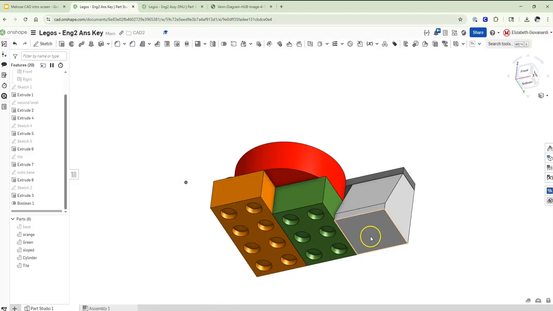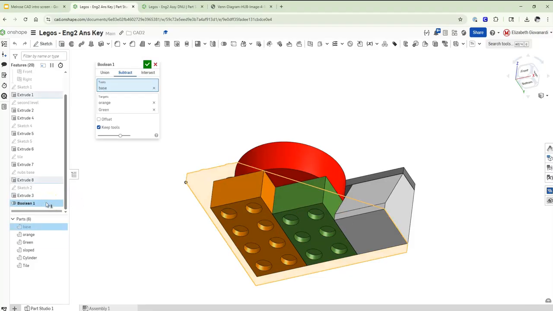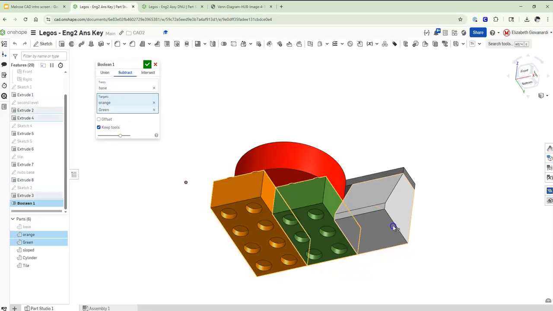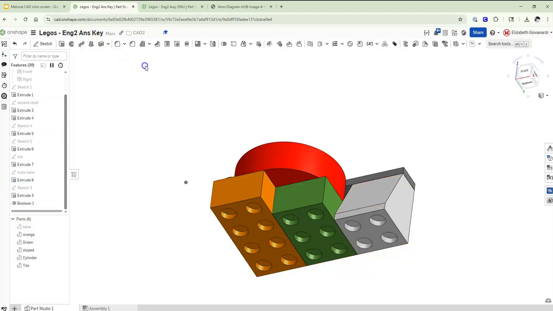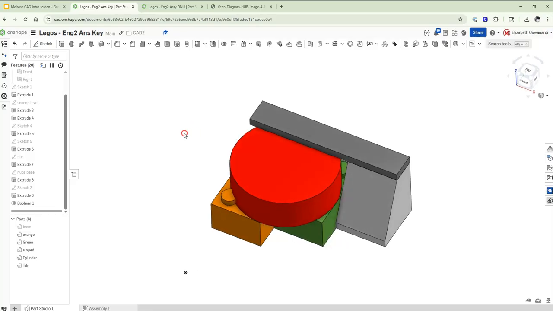Now, you might say, Miss G, why didn't you do this sloped piece at the same time? Well, I guess because I wasn't thinking. You should add that. If you didn't and you were following along with me, luckily Onshape is very easy. You can just go back in there and add another target to it. And there we go. Now we have them. All right. So now I'm going to let you do the same thing for the red and this gray piece.